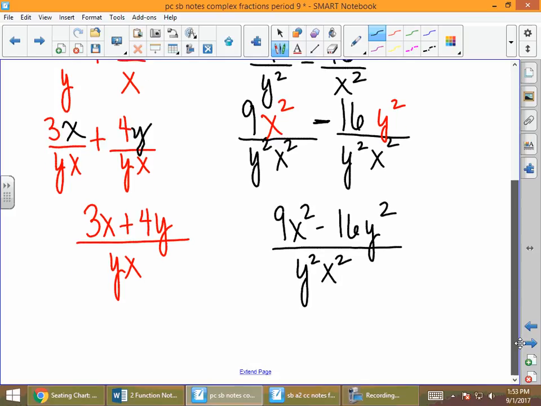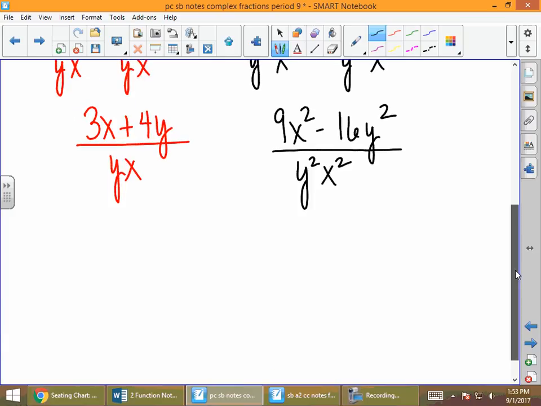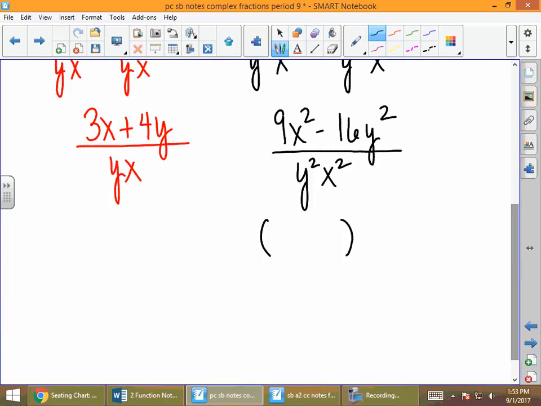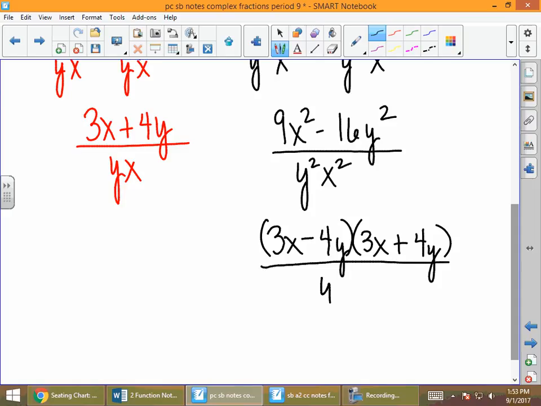What we can do is factor that numerator because it's the difference between two squares. So this is 3x. The square root of 9 is 3. Square root of x squared is x. Square root of 16 is 4. Square root of y squared is y. Difference between two squares, different signs. And we still have our y squared, x squared.